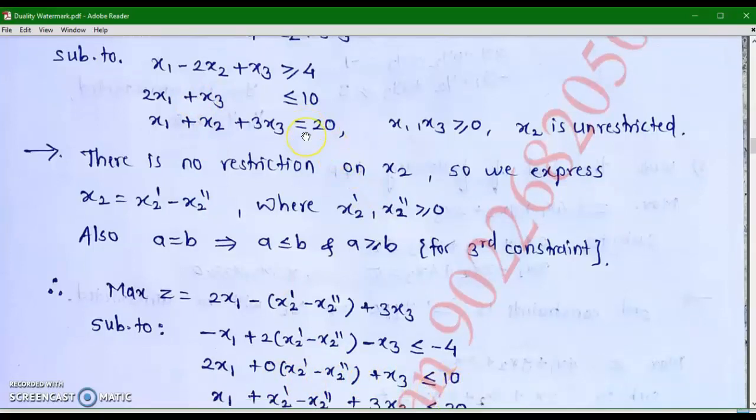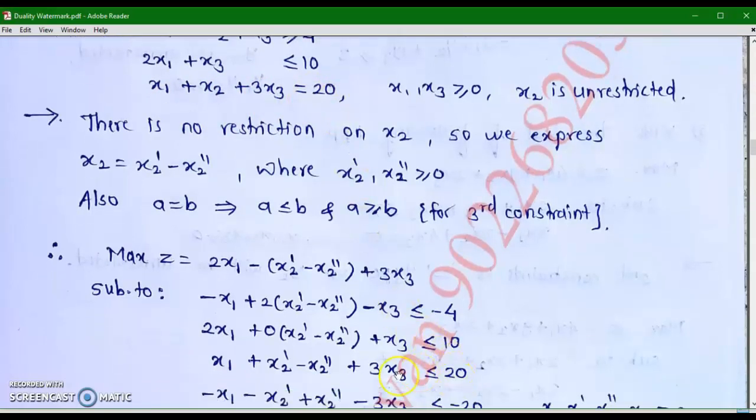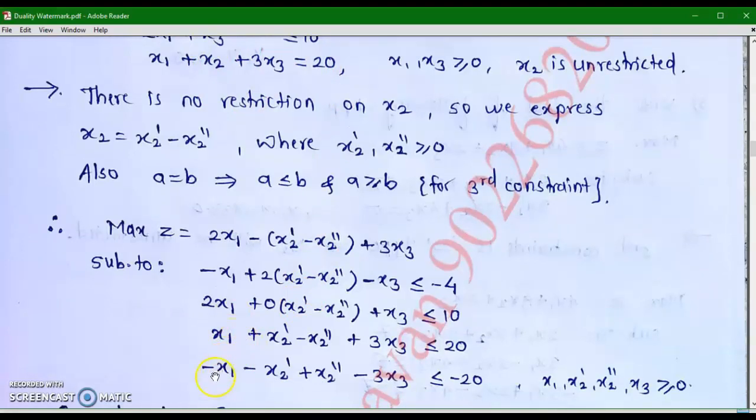Now see the third constraint. We have to write the third constraint as a split up into two inequalities. So first is x1 plus x2 plus 3x3 less than or equal to 20. So here it is with a split up of x2, and second is x1 plus x2 plus 3x3 greater than or equal to 20. But as it is greater than or equal to and we need less than or equal to, we again multiply that fourth constraint by minus sign. So we get the negation of the third constraint, that is minus x1 minus x2 dash plus x2 double dash minus 3x3 less than or equal to minus 20.